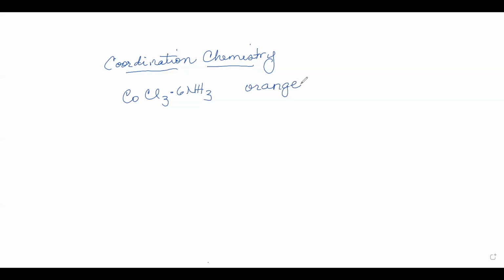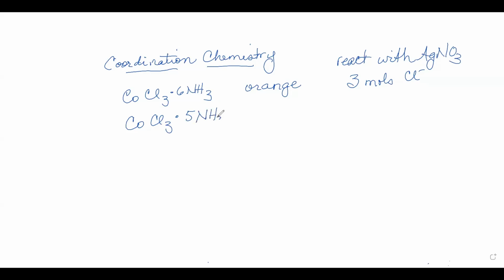And it turns out that when you react this with silver nitrate in a solution, what we see is that there are 3 moles of chloride for every cobalt-3 chloride in an ammonia solution. However, when we do the same thing with cobalt-3 chloride, we find that we have 5 ammonias associated with it. The color is different. This is a purple solution. And when you react it with silver nitrate, we find that we have 2 moles of free chloride available.